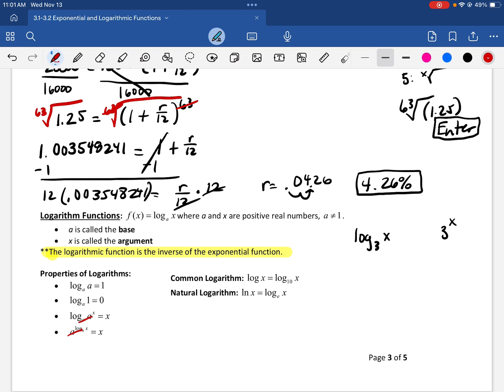If you see where they just write log, that is understood to be a base 10 log. They may or may not write that 10 there. And then we have a natural log, which we write with an L and an N. Natural log is a log that has a base of e, your irrational number, the one that was 2.72, etc. That and natural log are inverses of one another.